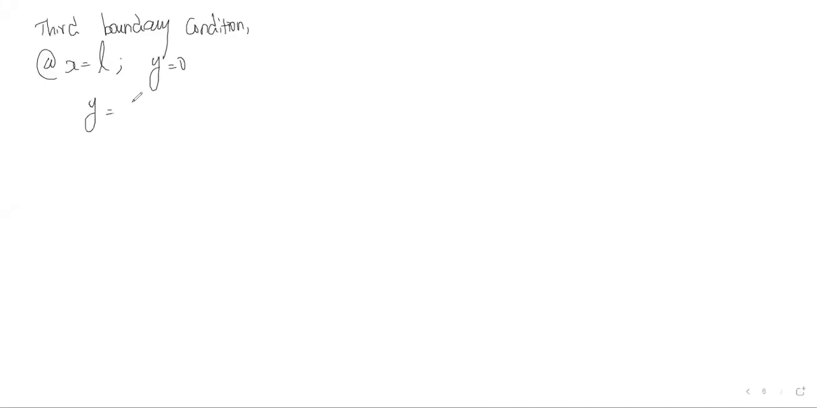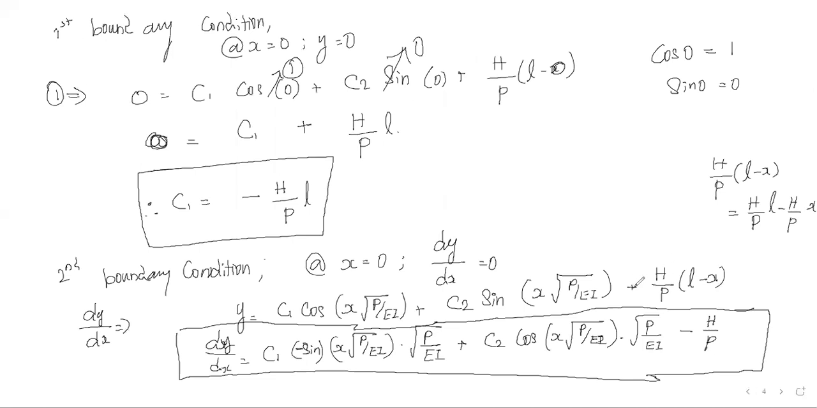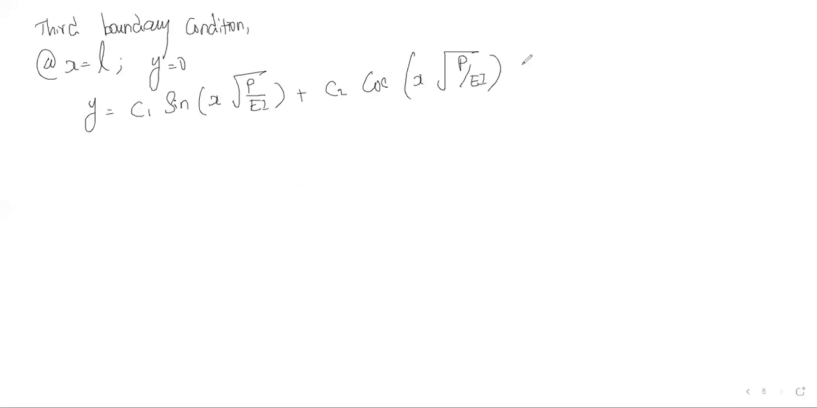So we know that y is equal to C1 sin x root under P by EI plus C2 cos x root under P by EI, plus H by P into L by x, minus H by P into L minus x. So now I am going to substitute x equal to L and y is equal to 0.